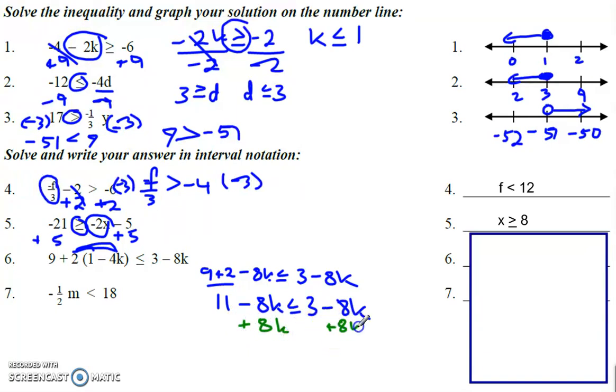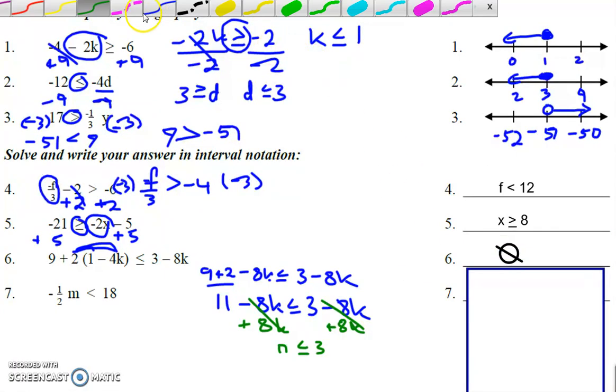Remember, if you have a variable term on each side, you need to eliminate one of them. Now it also eliminates this one. Now we get 11 is less than or equal to 3. Is that true? No, that is not true. So this is no solution.